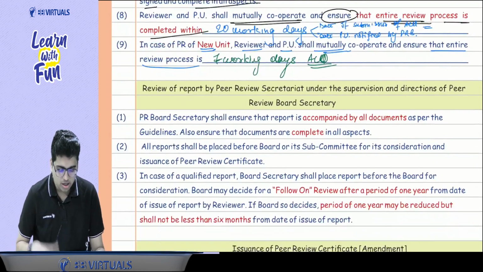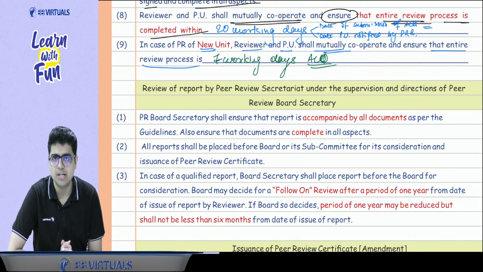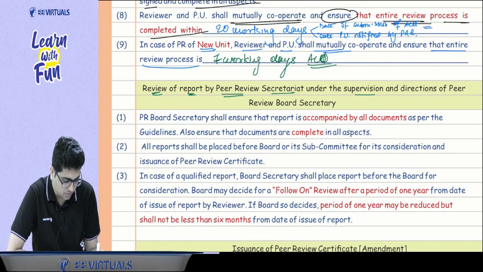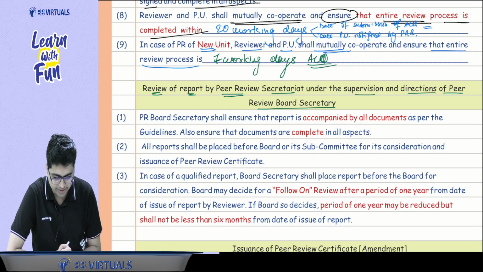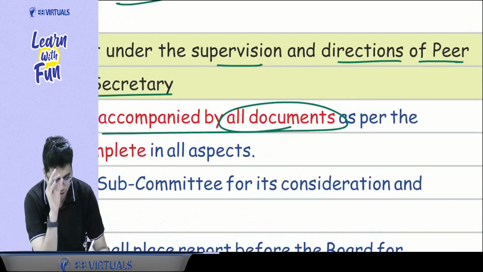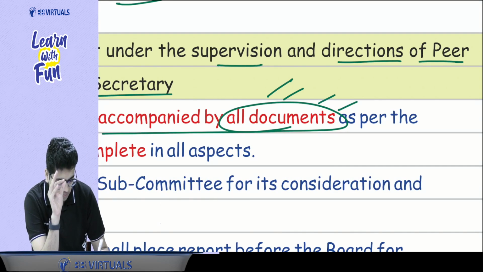Now, sir, the report which is submitted by the peer reviewer will be reviewed by the peer review board. So the review of the report is done by the peer review secretariat under the supervision and directions of the peer review board secretary. The peer review board secretary shall ensure that the report is accompanied by all the documents. Sir, what were the 4 documents? Let's revise it fast. The first document was very simple, annexure to the report. Okay.